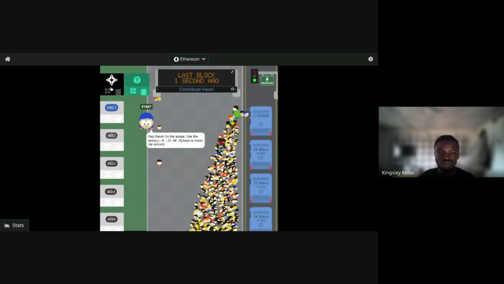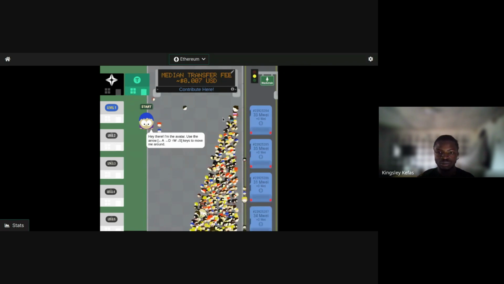So as you can see, minute by minute transactions keep coming. And as they come, they all get added to what? To the block. As they are being validated, they get added to the block and so on.